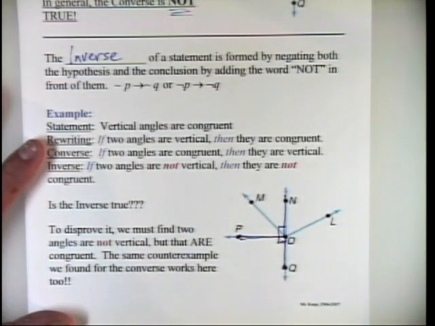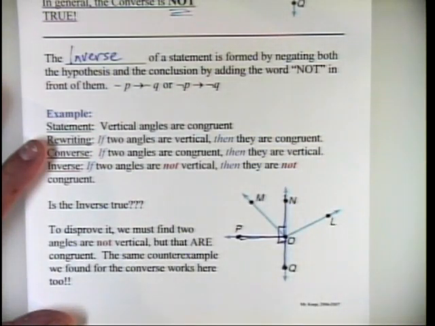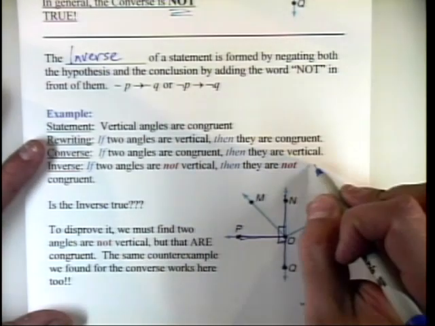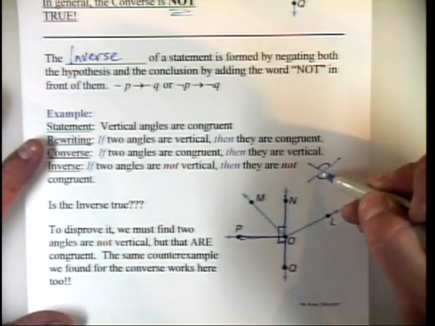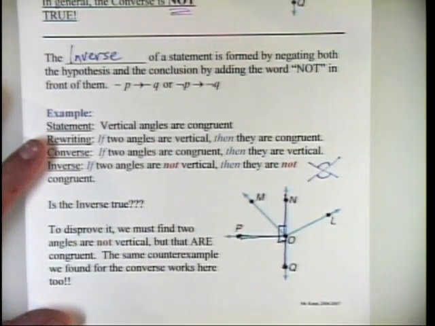They form a linear pair. And they're both right angles. So these two angles are congruent, but they're not vertical. Because remember, vertical angles are formed by intersecting lines. They're opposite each other. These two angles here would be vertical, and these are not. Okay, so we've disproven the converse.